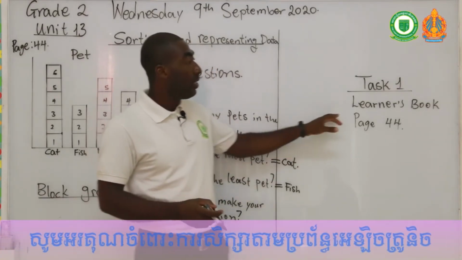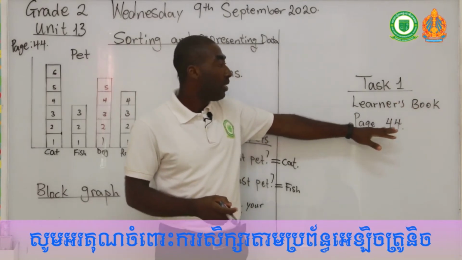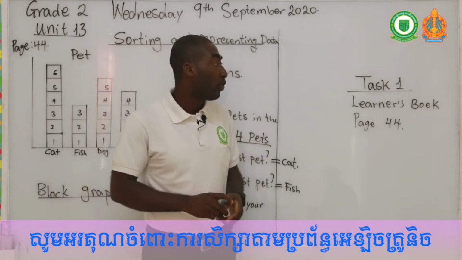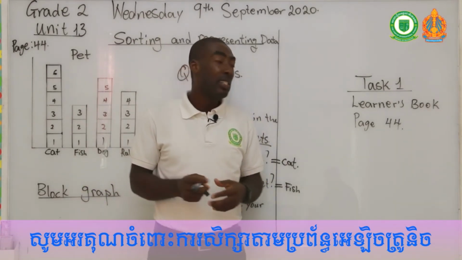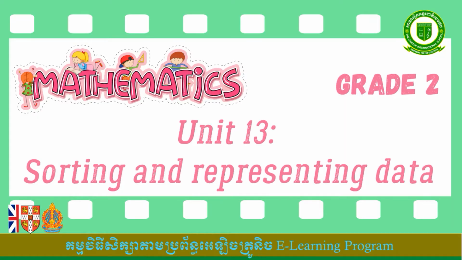Your first activity is at the learner's book, page 44. There is a graph there that is similar to this one. You are supposed to work on that, answer all questions, and then we will go to our second video. Okay.